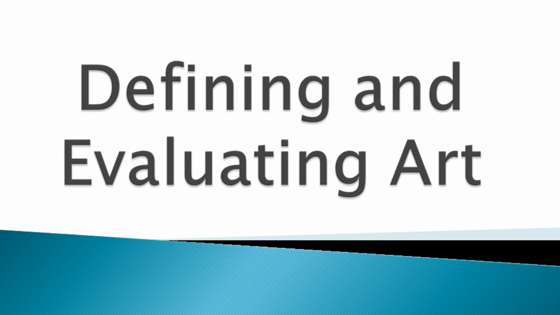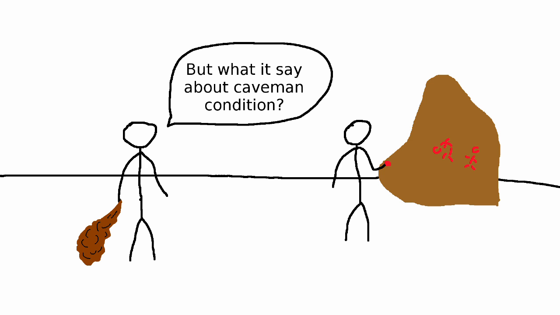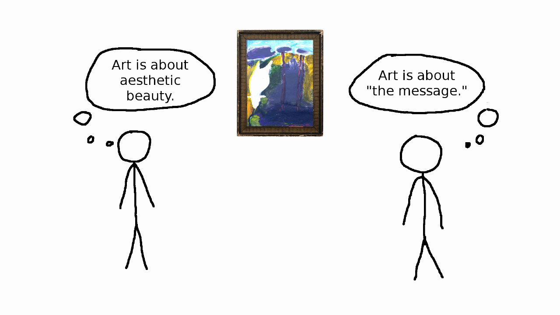This is the first in a series of videos examining topics related to creative process and its application to art and art criticism. I'd like to kick off this series by talking about the ways in which we define and evaluate art. People have argued about what art actually is for about as long as art has existed. Opinions on this matter often clash.